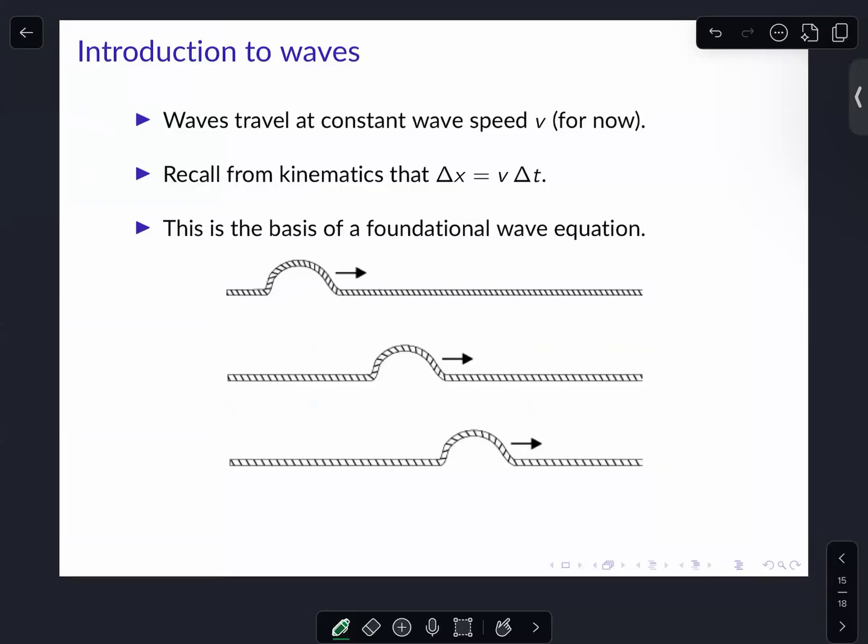If I have just one bump on a string propagating along, that means earlier the oscillator must have followed this pattern. If I graph position versus time for the oscillator, that is the exact same picture as height versus position along the wave, along the string.